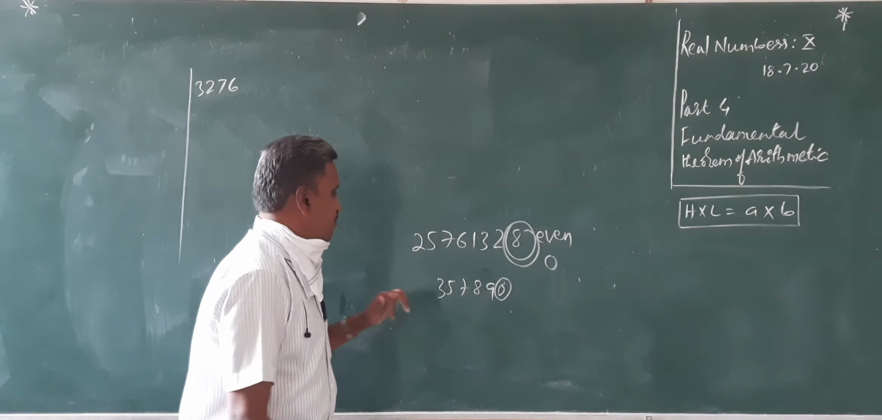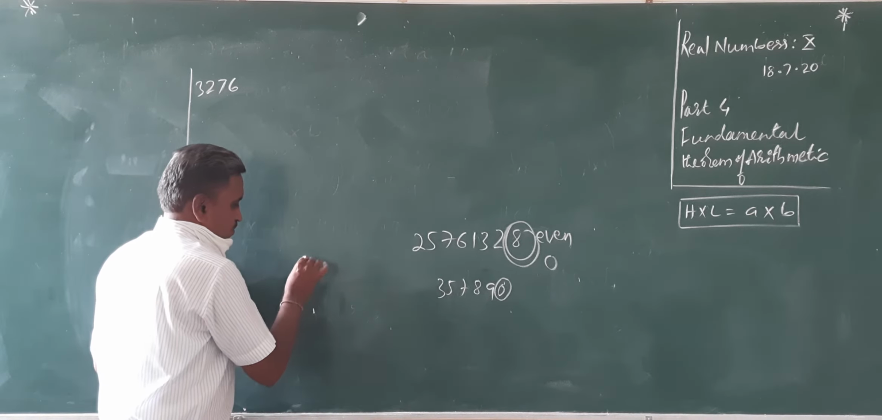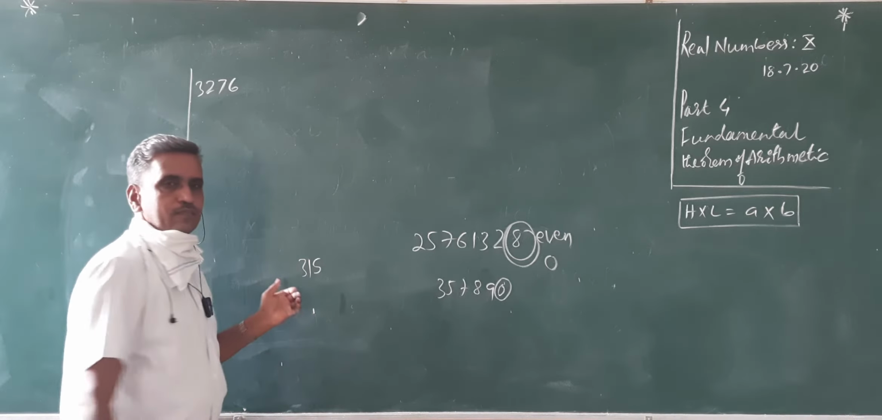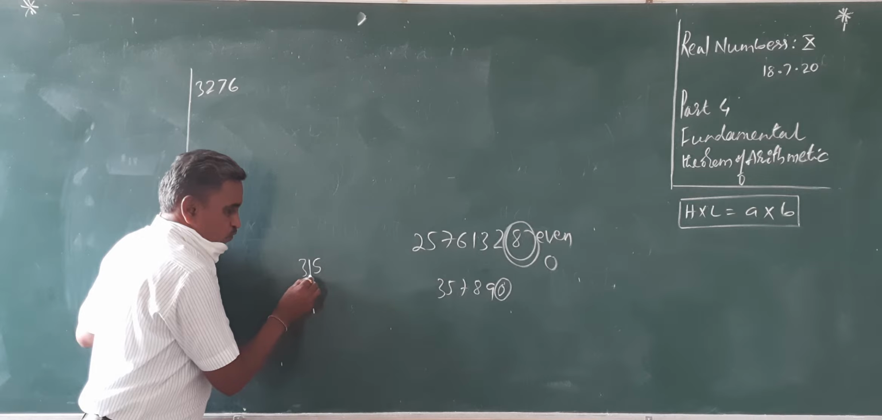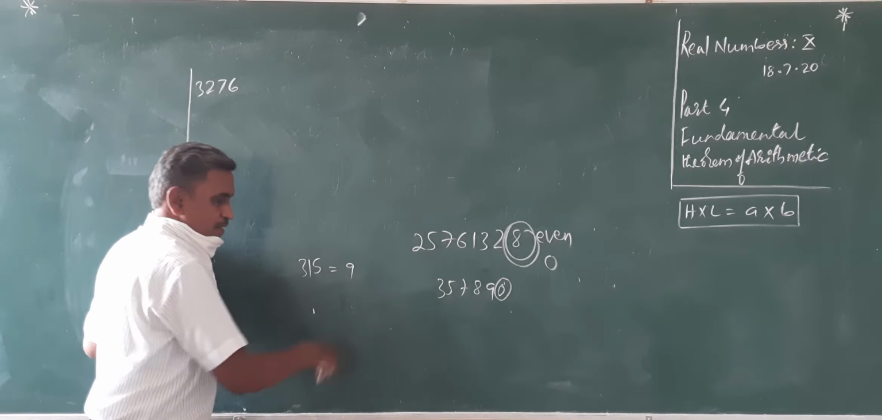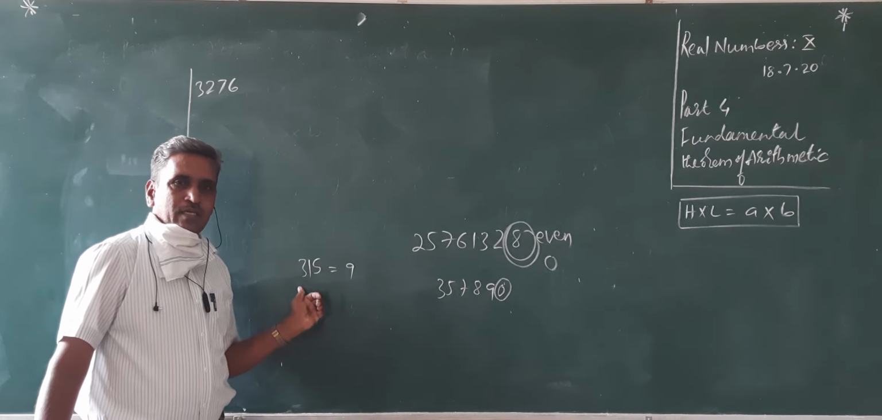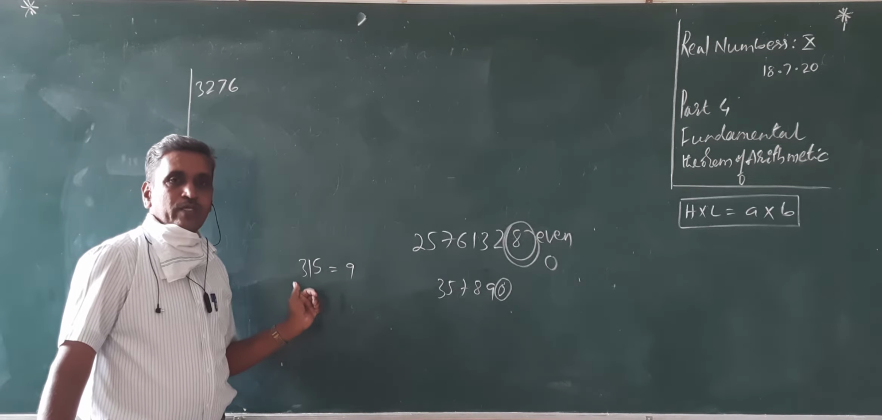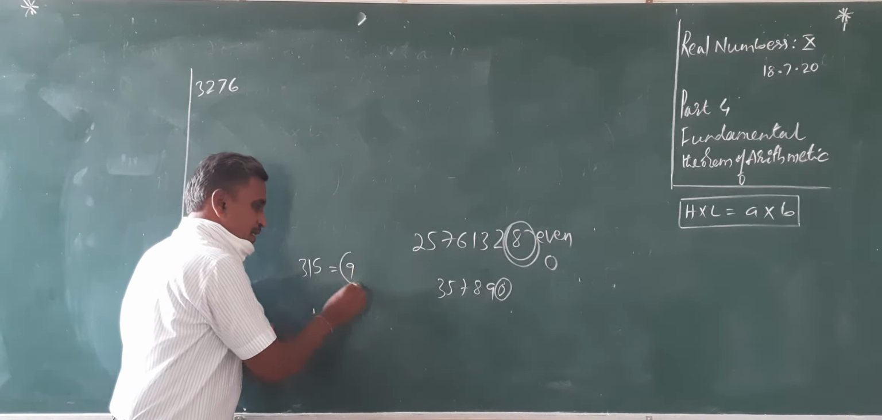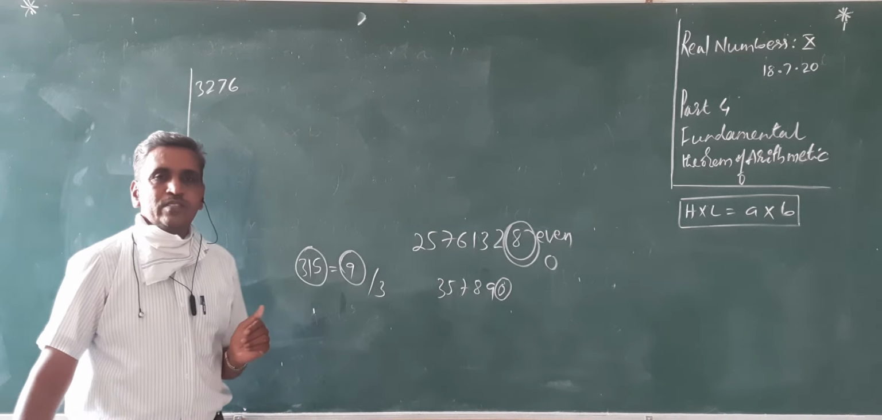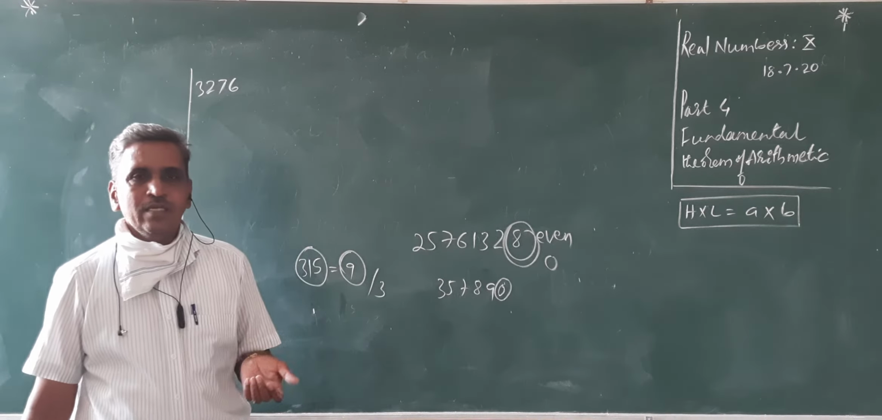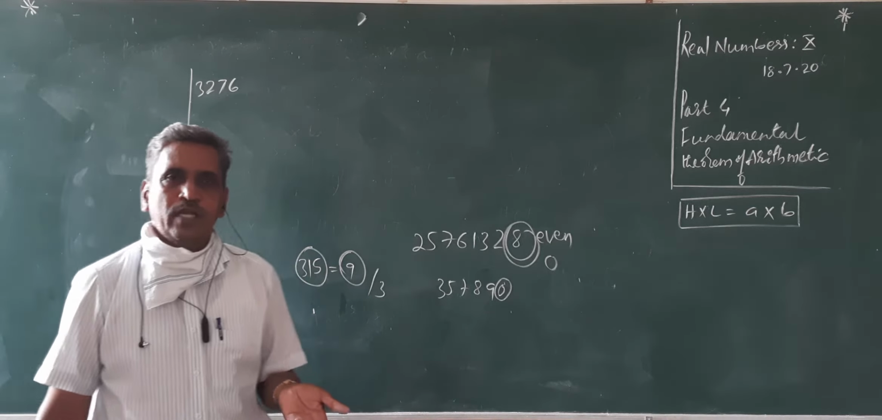Here is a small example. The sum of the digits, 3 plus 1 plus 5, is equal to 9. 9 is divisible by 3, so the whole number is divisible by 3. That is the divisibility property of 3.